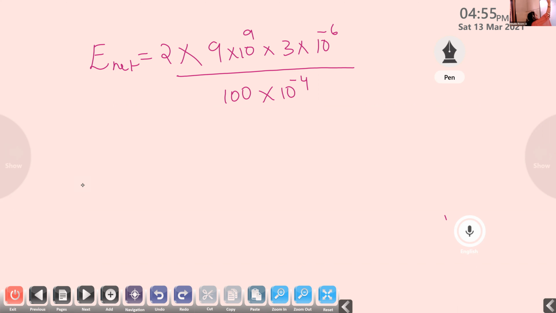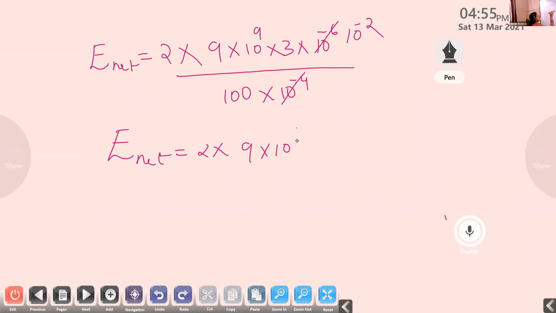Can we cancel this 9 and minus 4? No, no, it's not possible. Here we can cancel this 10 raised to minus 4 and 10 raised to minus 6. It becomes 10 raised to minus 2, right? So the net electric field, E net is equal to 2 into 9 into 10 raised to 9 into 3 into 10 raised to negative 2 divided by 100.